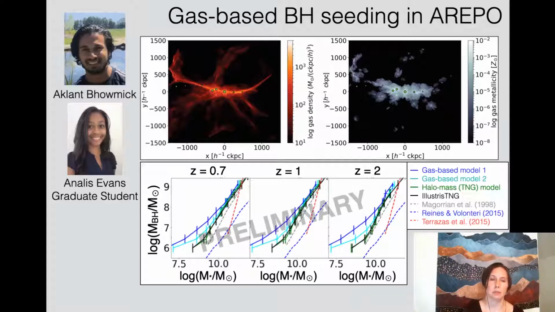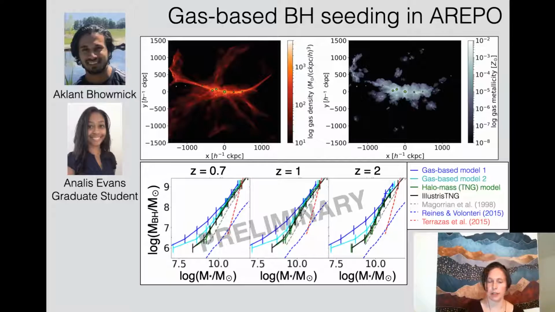So this is work that's being led by Aklant Bhowmick, my postdoc, as well as my student Analis. And I should say that this work is very preliminary, so please take everything here with a big grain of salt. But the top plots here, which are meant to be illustrative, show the gas density and metallicity in a high redshift, z of 7, forming massive halo. And the green dots here show the black hole seed locations, where the size of the dots is scaled by the black hole mass. And then, from a similar simulation that was run to lower redshift, we've plotted the black hole mass-stellar mass relation at various lower redshifts.